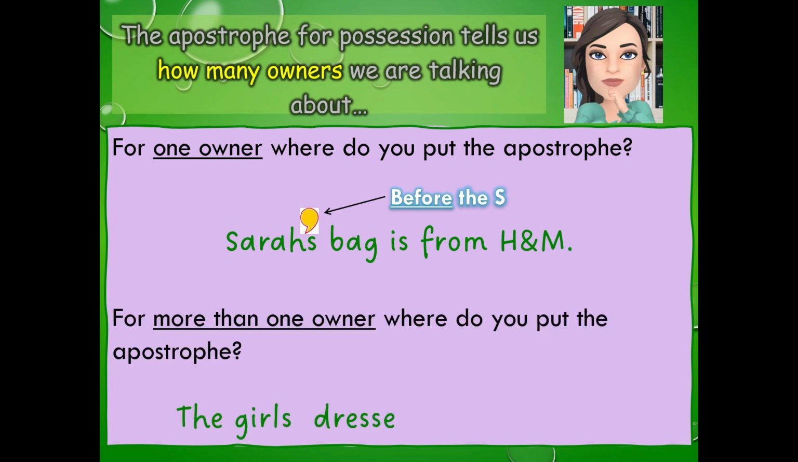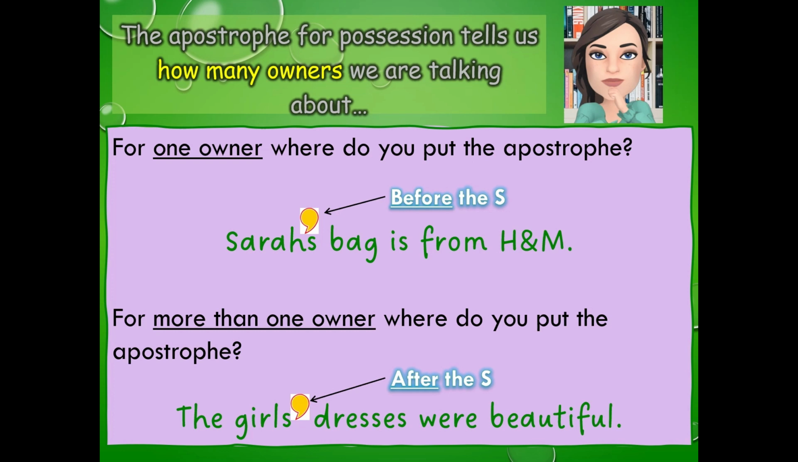But if we have more than one owner, the girls' dresses were beautiful. Imagine there's 4 girls, each wearing a dress. Where does the apostrophe go? After the S. And it tends to be this part of the rule that people might forget. Okay?